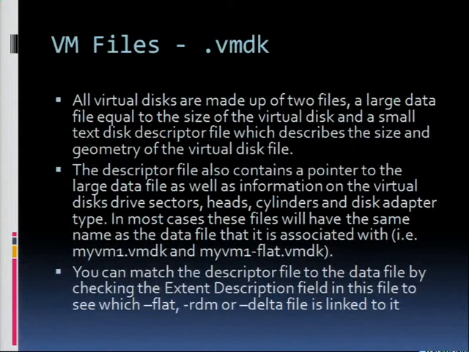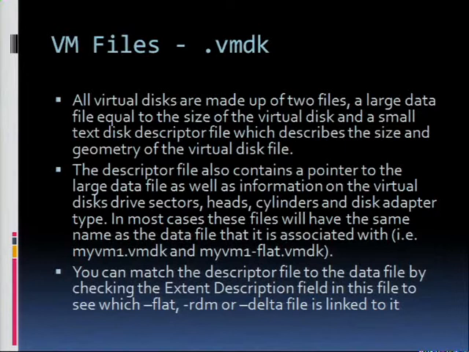Okay, the virtual disk files, the VMDK files themselves. All virtual disks are made up of 2 files, like I mentioned before. There's the large data file that's equal in size to however big that virtual disk is, unless you're using thin disks. And there's also a small text descriptor file that basically contains information about the geometry of that virtual disk, things like sectors and heads, and what makes it up. The descriptor file also contains a pointer to the large data file. So those two are linked to each other.